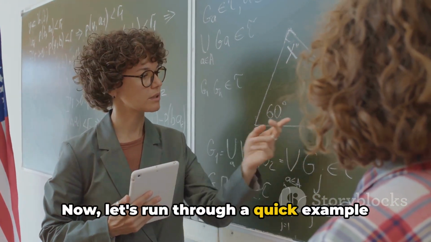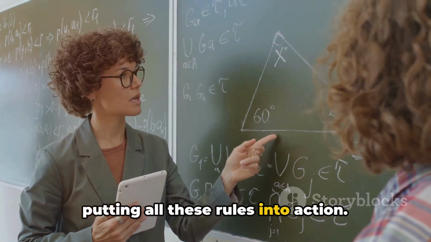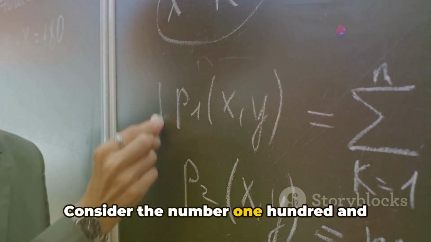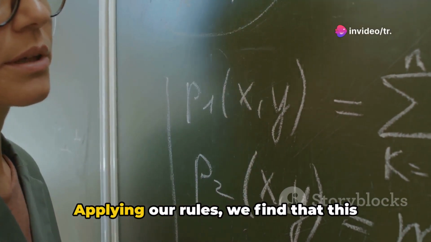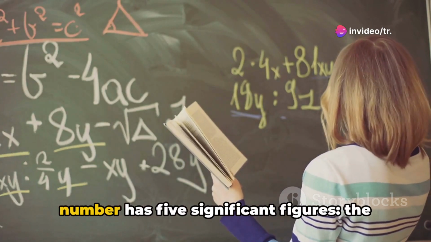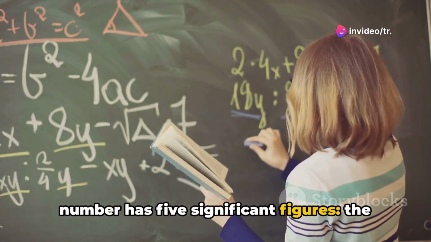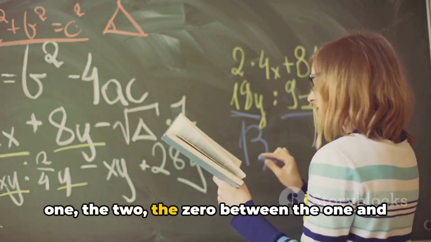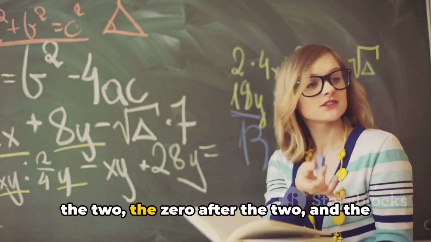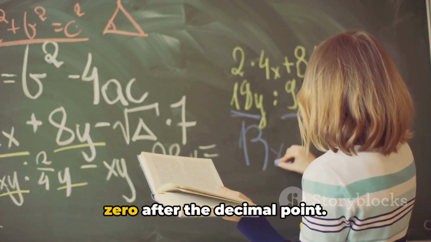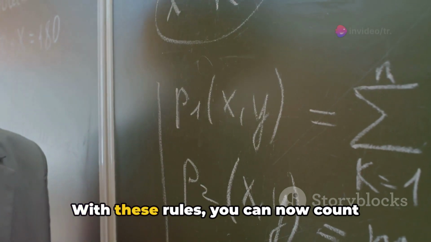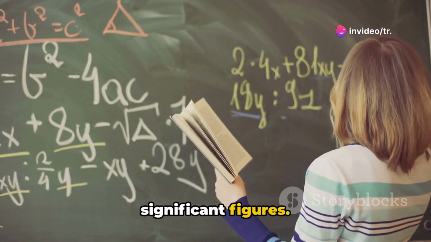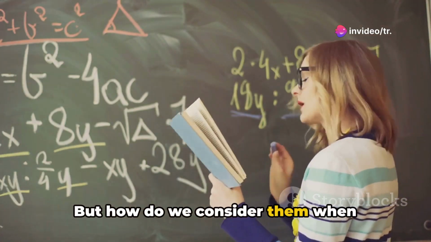Now let's run through a quick example putting all these rules into action. Consider the number 120.0. Applying our rules, we find that this number has 4 significant figures: the 1, the 2, the 0 after the 2, and the 0 after the decimal point. With these rules, you can now count significant figures. But how do we consider them when multiplying or dividing values?